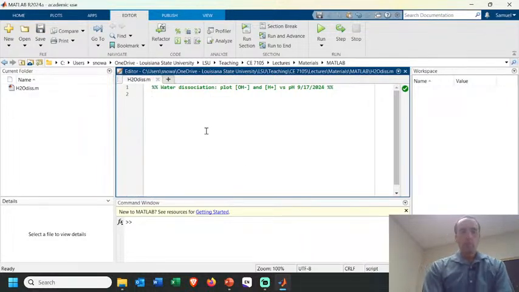Okay, so you've already got KW equals 10 to the minus 14. I'm going to go ahead and put a semicolon there to stop it from doing anything else.